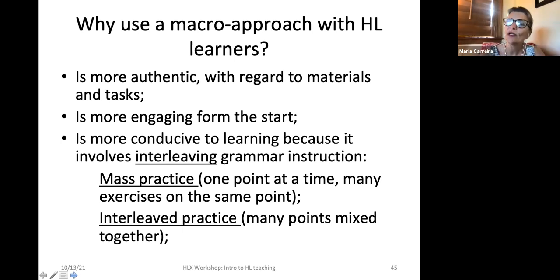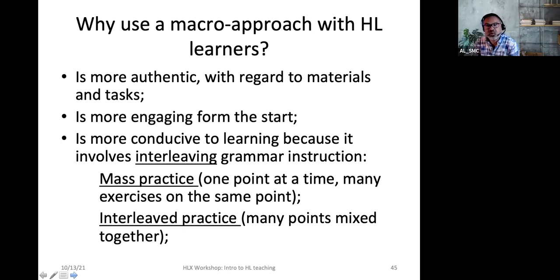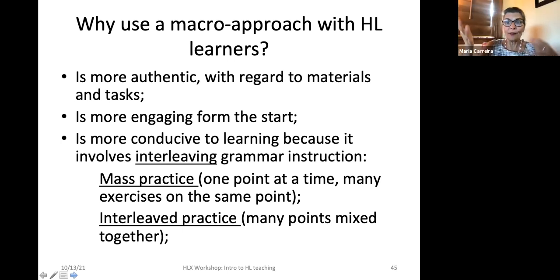Yes, Alejandro. Hi, Maria. There is a question. When do you teach vocabulary in the macro approach? So I generally have a sense of what words they're going to know and what words they're not going to know.